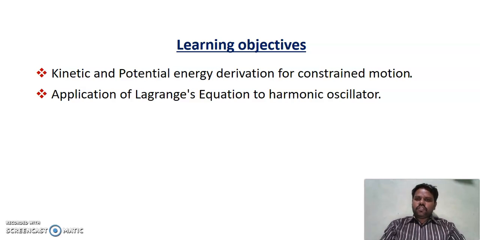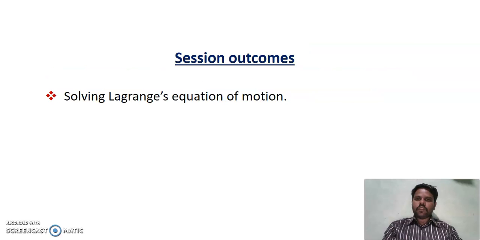The learning objectives of this session are to understand how to derive kinetic and potential energies for a constrained motion, and the application of the Lagrangian equation for a linear harmonic oscillator. After the completion of this session, you will be able to solve the Lagrangian equation for a linear harmonic oscillator.